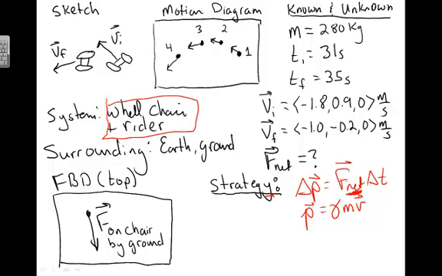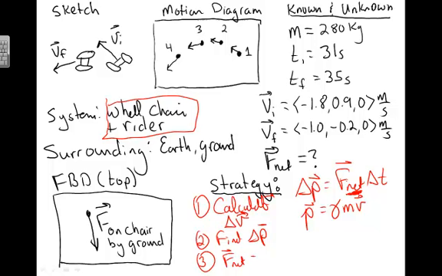So that's exactly what we need. Now I can go ahead and write down a strategy. My first step is going to be to calculate a delta V, a change in velocity. And from that change in velocity, I can then find the delta P. And then from that delta P, I'm going to make use of the fact that F net is equal to delta P over delta T.